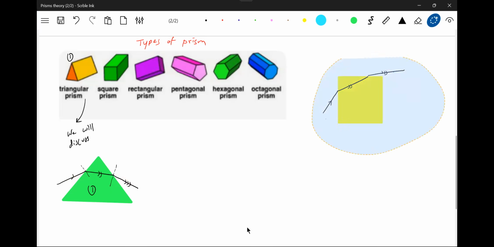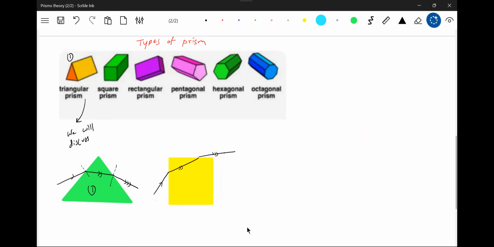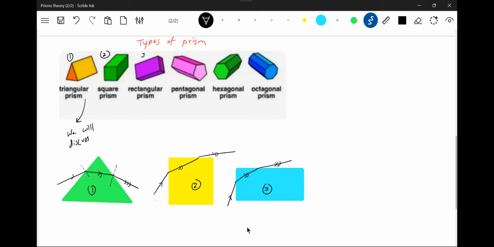So now what about the rectangular prism? It will be of this kind. Like this we can go for the rectangular prism. Again the idea will be the same. So here the ray of light which is incident here will undergo refraction. Let me draw it properly. Okay, this is the rectangular prism.